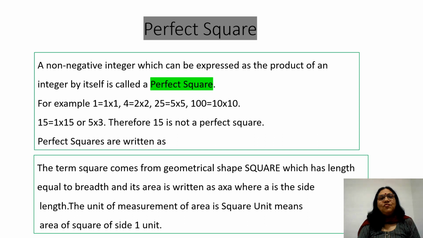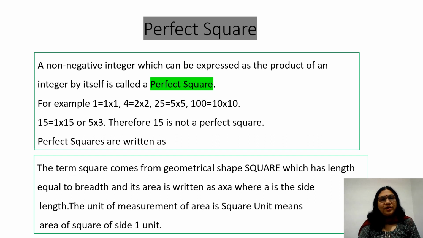For example, 1 can be written as 1 multiplied by 1, 4 can be written as 2 multiplied by 2, 25 as 5 times 5, 100 can be written as 10 times 10. So 1, 4, 25, 100, these are perfect square numbers. If I take number 15, I can write it as product of 1 and 15 or product of 5 and 3. I cannot write it as the product of two same numbers, and therefore 15 is not a perfect square.